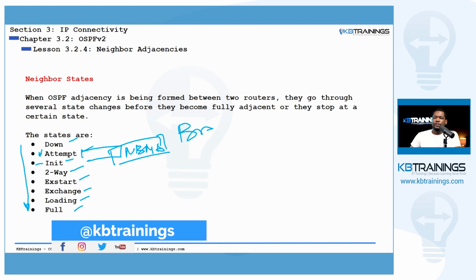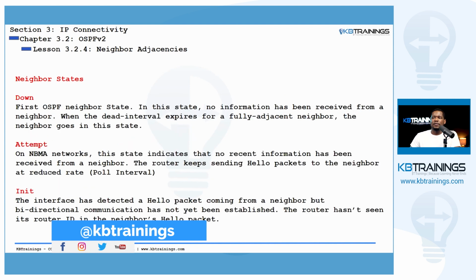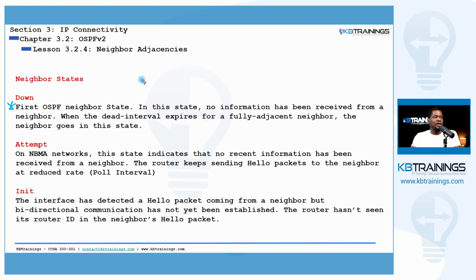So next, we're going to start with the down state. This is the very first state of a neighbor in OSPF. When you have router 1 here and router 2 there, they don't know each other, there's nothing happening, they are down. This is the state where they start and they move on to become neighbors.